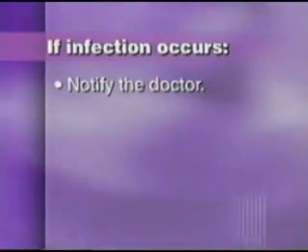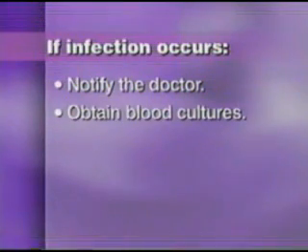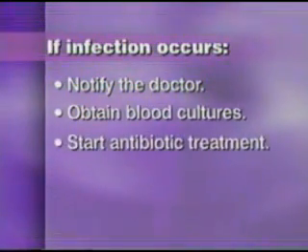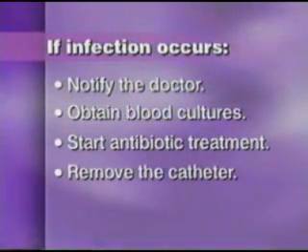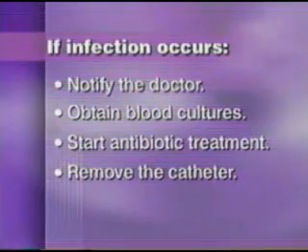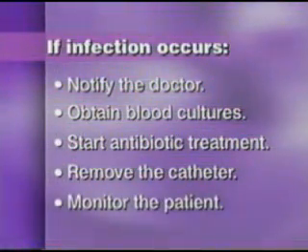If you think your patient has an infection, notify the patient's doctor, obtain blood cultures if needed, start antibiotic treatment as ordered. If the catheter or VAP is the source of the infection, remove it or assist with removal. Anticipate that the catheter may be cultured. And continue to monitor the patient.